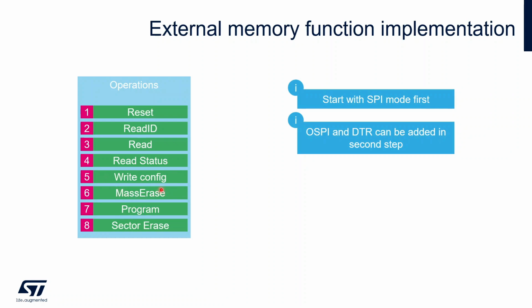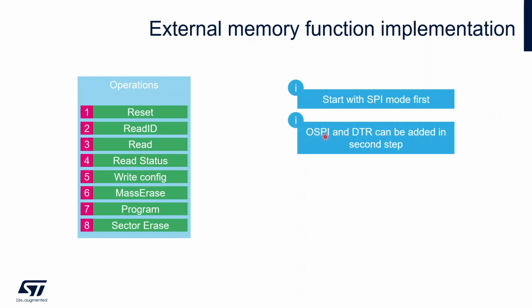Then it's usually good to learn how to mass erase. It's much simpler because you don't need to send any address. And then the more difficult commands, which are the program, where we need to send the data, and also the sector erase, where we need to calculate which pages or sectors will be erased. I recommend to start first in the SPI mode to try it on the simpler scale, and after you have this part working, to move into the double data rate, the DTR mode, or to switch into the Octo SPI mode.